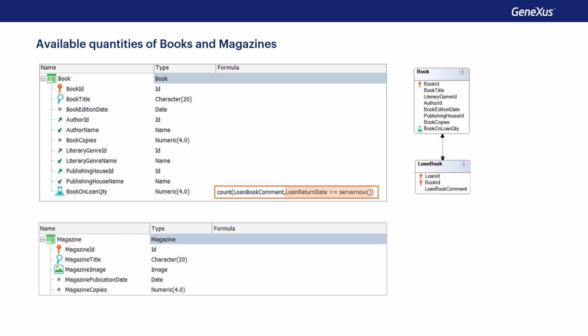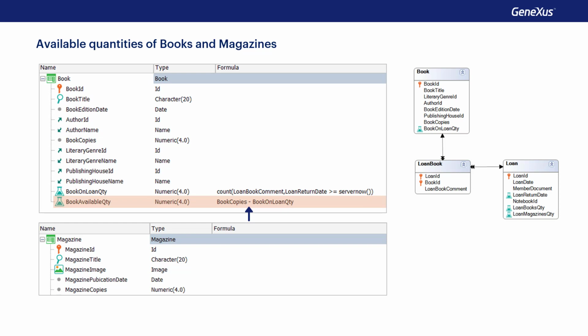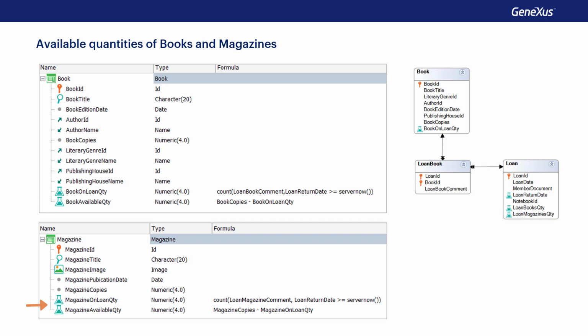Can we declare this calculation condition? Yes, because the attribute involved, loan return date, belongs to the extended table of the table where the declared calculation is resolved, which is loan book. Therefore, if we know the total number of copies and the number of copies currently checked out, then we can know the number of copies currently available. So the structure of the book transaction looks as follows. In the same way, we can know the number of available copies of a given magazine.